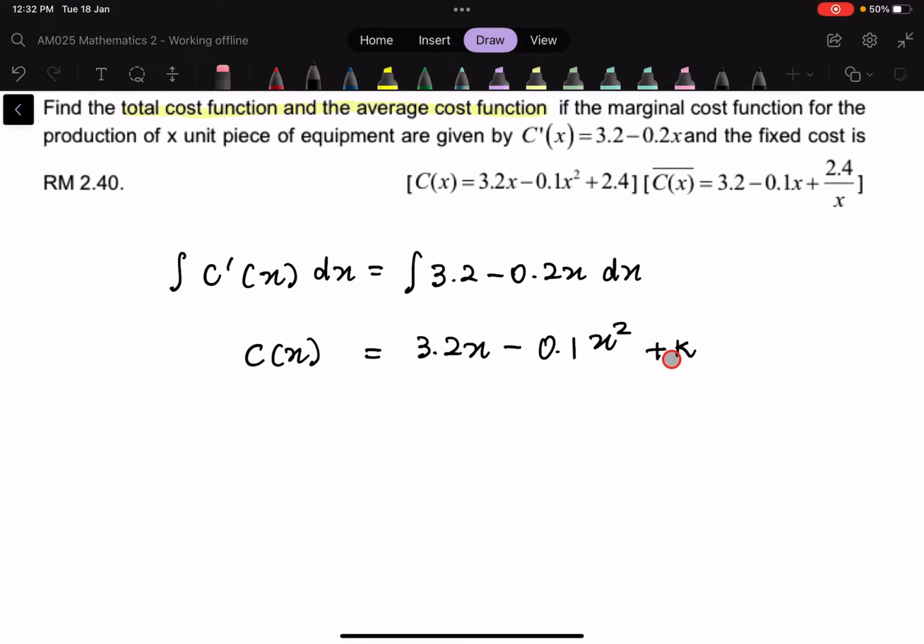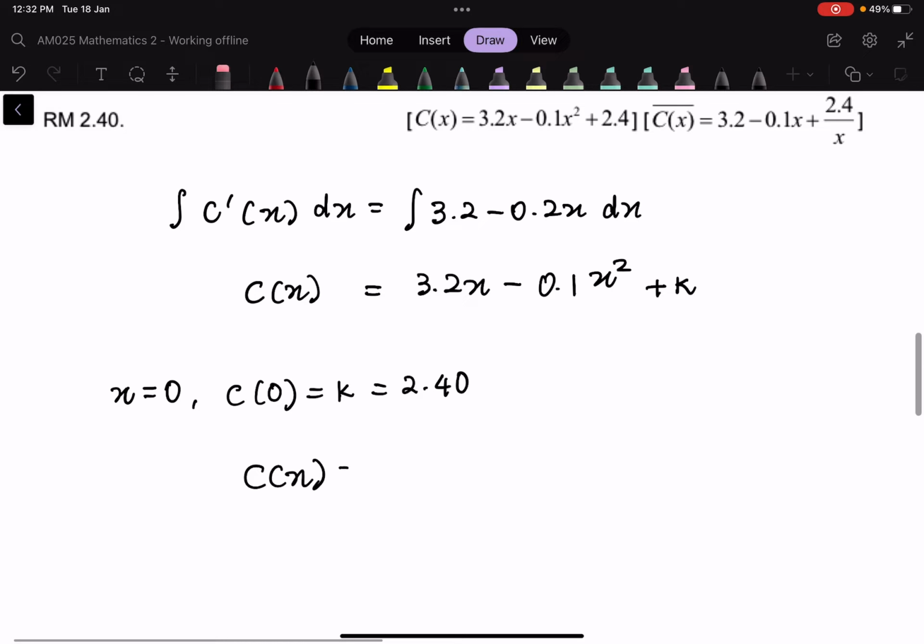To find k, from the question, the fixed cost is 2 ringgit and 40 cent. It means that even though we didn't produce any product, we still need to pay for the fixed cost, where the fixed cost here is 2 ringgit and 40 cent. Therefore, our cost function is 3.2x minus 0.1x squared plus 2 ringgit and 40 cent, or you may just write down 2.4.